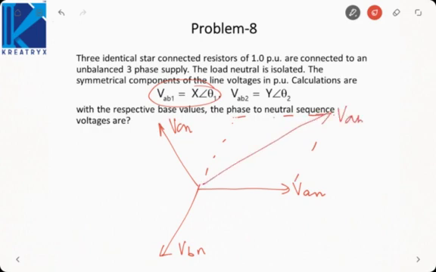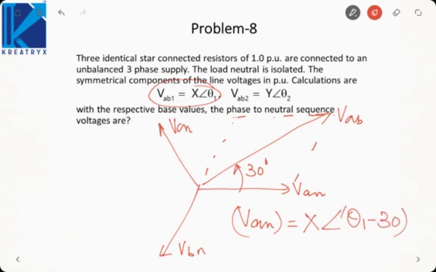This will be VAB. So in positive sequence, VAB leads VAN by 30 degrees. And in the per unit system, there is no concept of phase or line voltage. Hence, the pu value remains the same. That is why VAN will be the same in magnitude as the line voltage, but in angle it will be lagging the line voltage by 30 degrees.